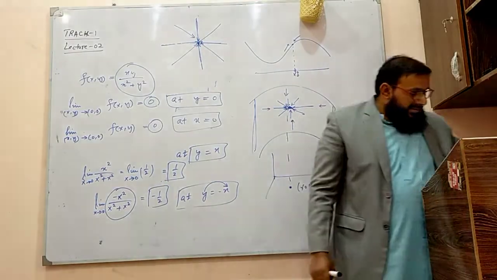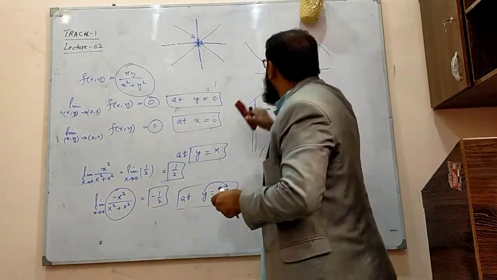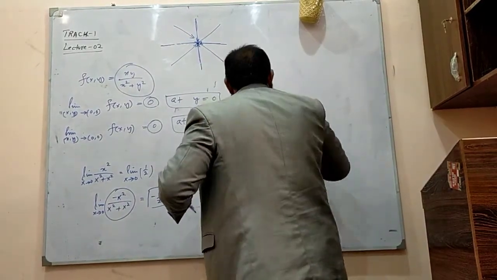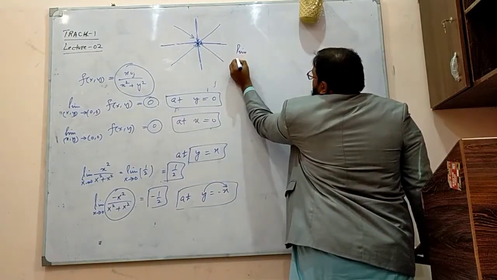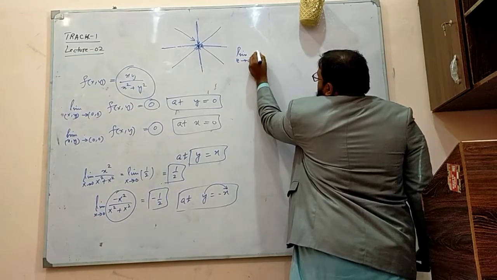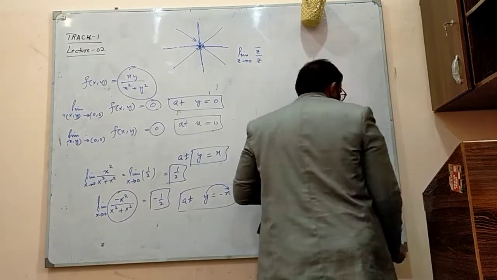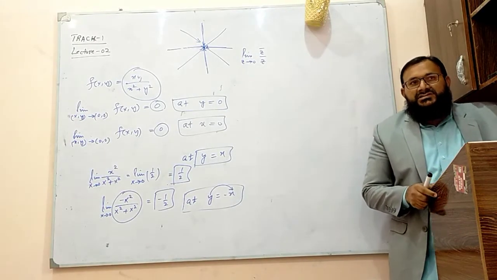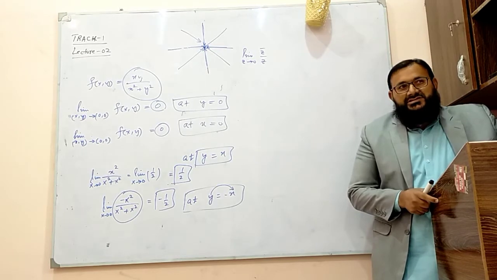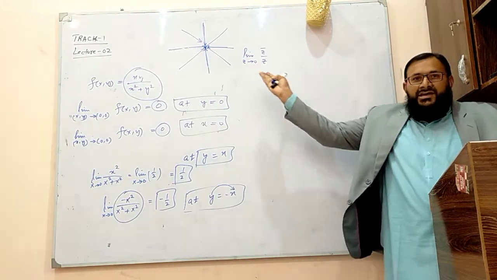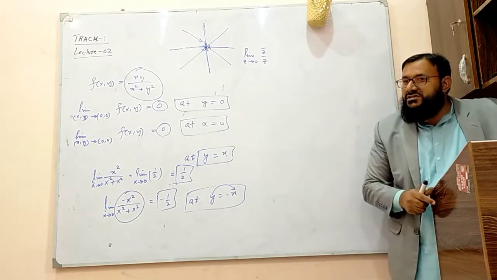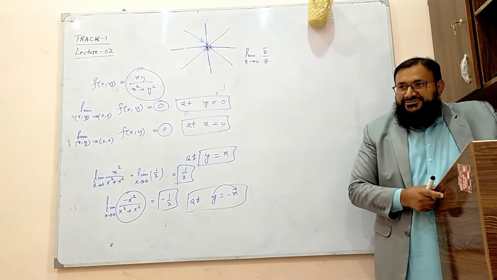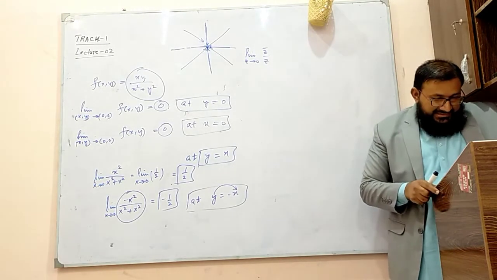Let me give an idea how we can do it without going into all these details. We get this type of question mostly: limit as z goes to 0 of z bar divided by z, in the sense of complex valued functions, does not exist. Again, by applying the same analogy, this limit does not exist, because when you take two different paths, the limit is going to be different.